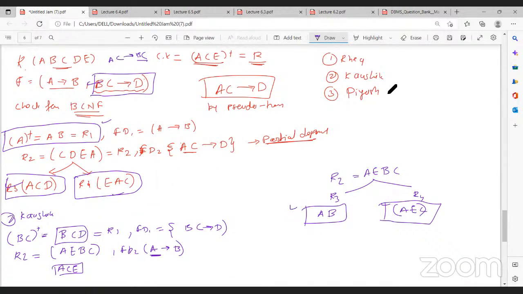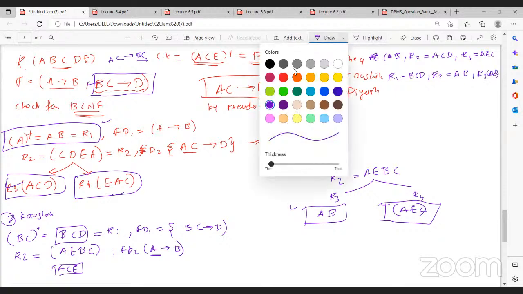So both decompositions: the decomposition we have got is R1 is AB, R2 is ACD, R3 is AEC. What Kaushik got: R1 is BCD, R2 is AB, and R3 is AEC. Right. Now what will Piyush do?